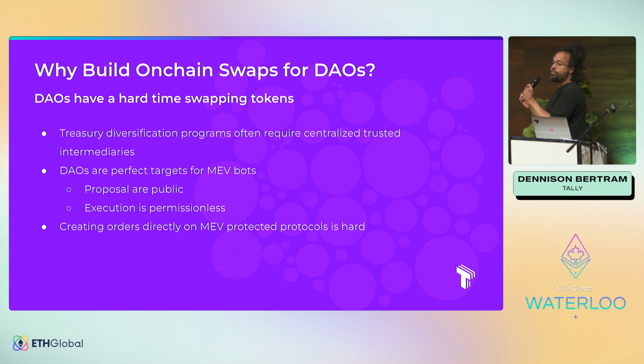Other problems that they have is, to avoid this, they have centralized trusted intermediaries. If you look at a lot of treasury diversification programs, a lot of the debate goes around, okay, what we've got to do is find someone, give them millions of dollars, and then they're going to go to Coinbase or Binance, and ideally they're going to put it through there, do it drip by drip and try to get the best rate, and we're going to pay them some sort of fee for doing it, right? And we have to trust this third party.